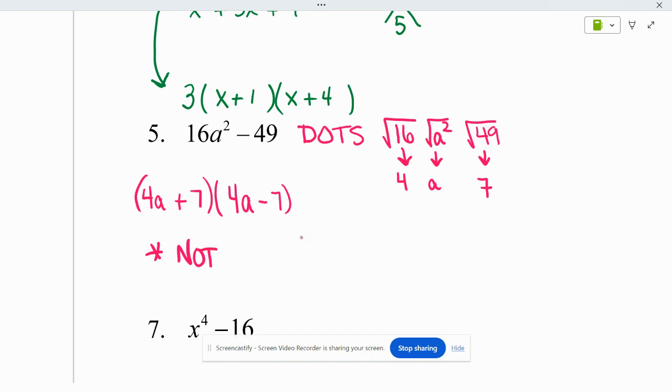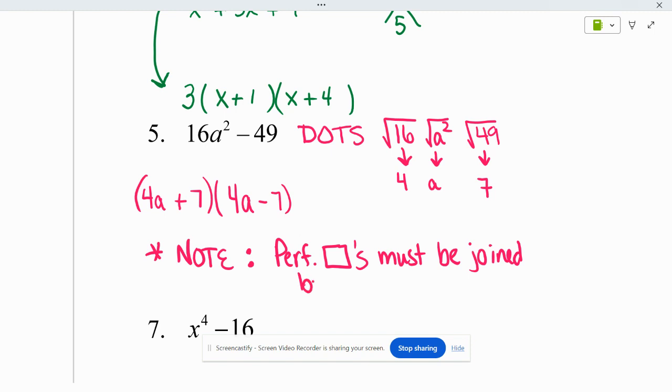Remember, I'm going to put a little note here. The perfect squares must be joined by a minus sign. It's got to be a difference, a minus.